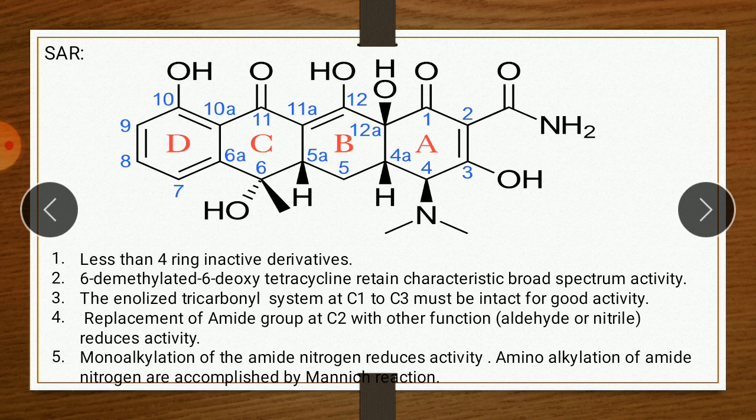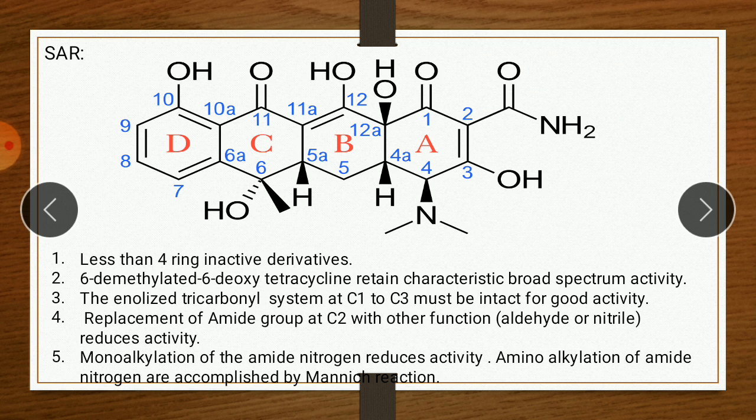the activity. So on the second position there is the amide group. This one is the amide group. So if we replace this amide group with an aldehyde or nitrile, activity decreases. Next point, monoalkylation of the amide nitrogen reduces activity.